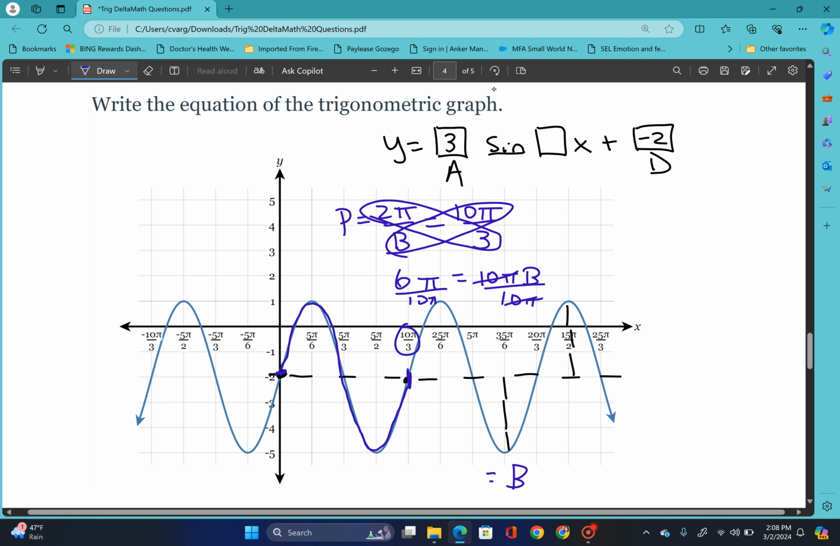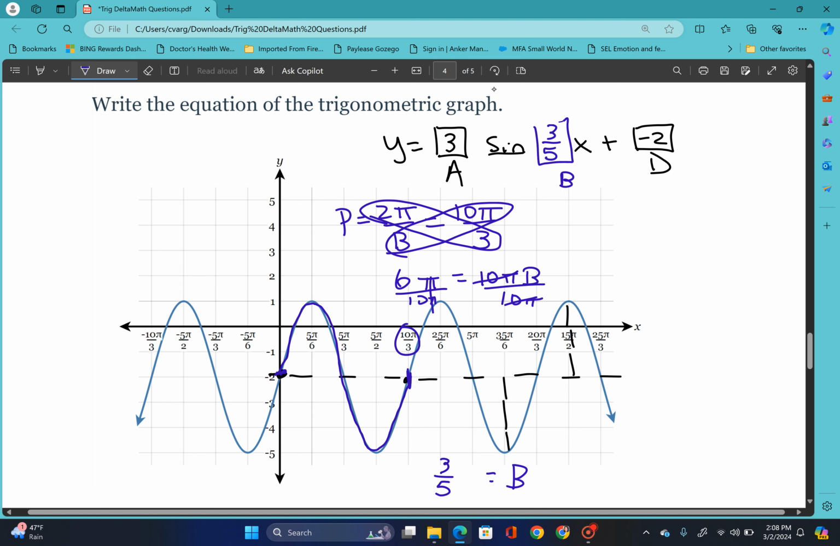The pi's cancel out. 6 over 10 reduces to 3 over 5. Cut both of those in half, right? So that's 3 over 5. So our b is going to be 3 over 5. That was horribly written. Let me write this better. 3 over 5, and that is our b.